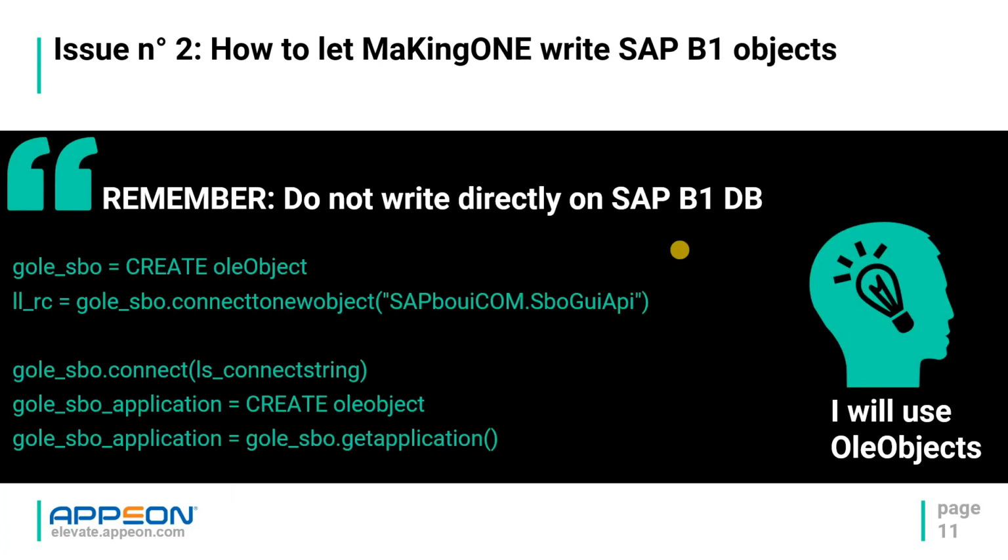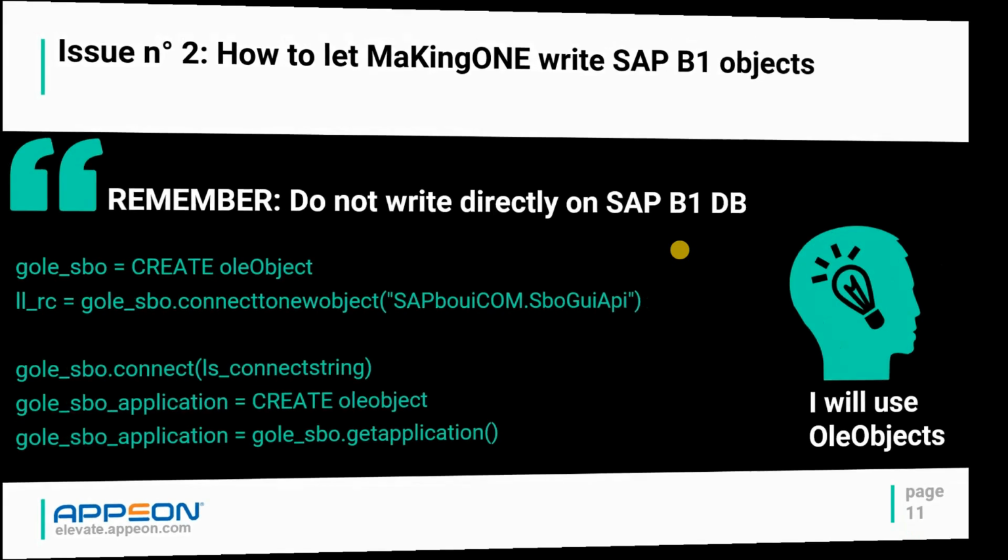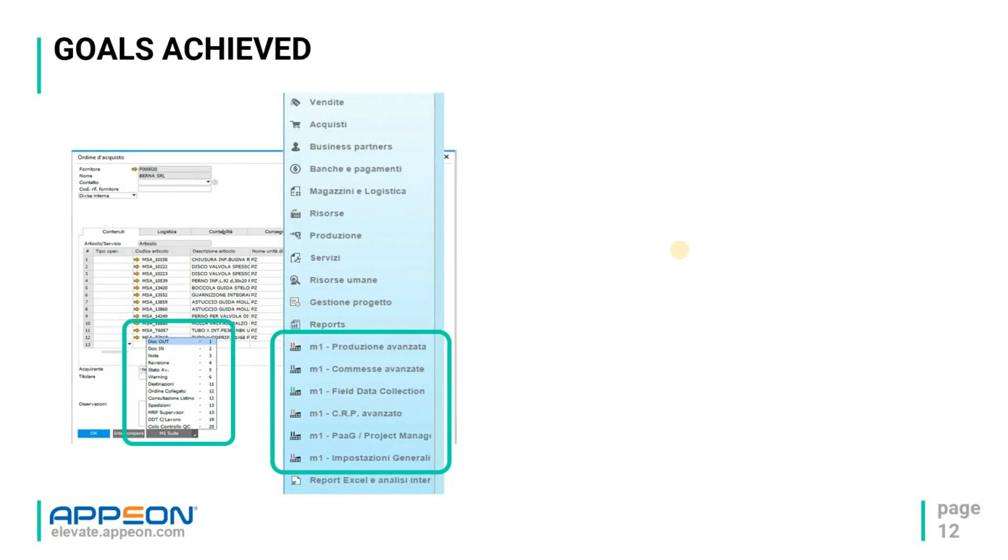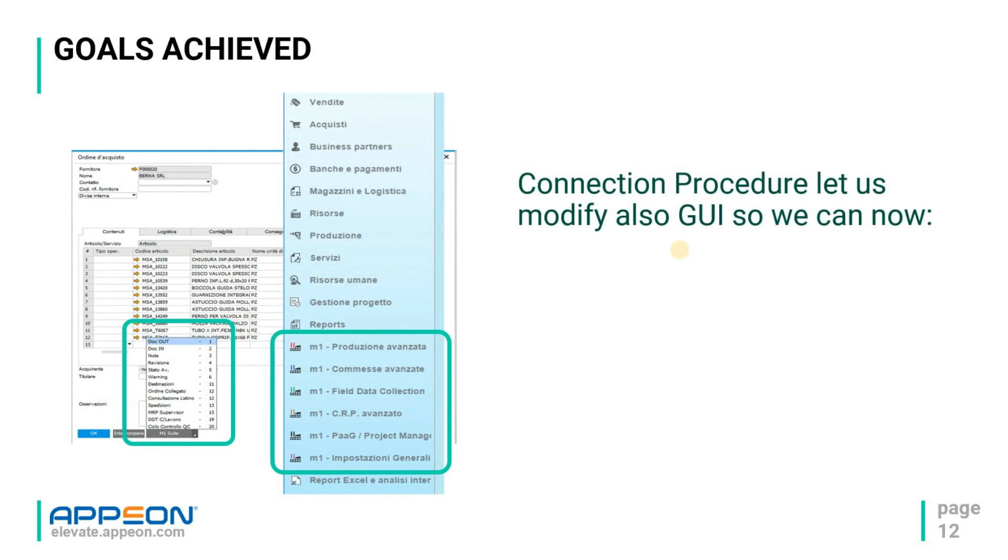Issue number 2: how to let MakingONE write SAP Business One objects. Remember, we do not write directly in the SAP Business One DB. This is a very important condition. We use all the objects. This is an example of the code in order to connect to SAP Business One. What are the goals achieved with this condition? The first step is the connection procedure.